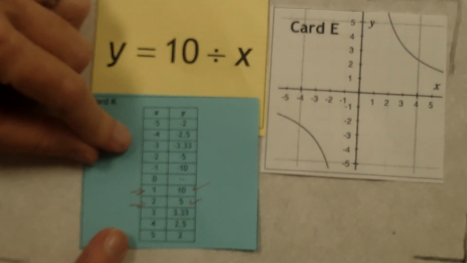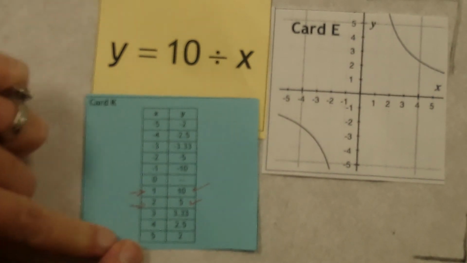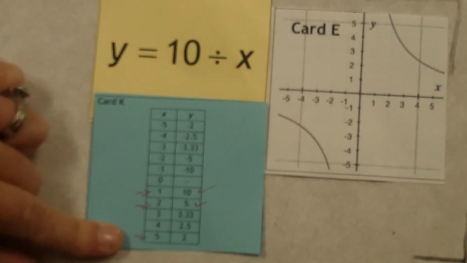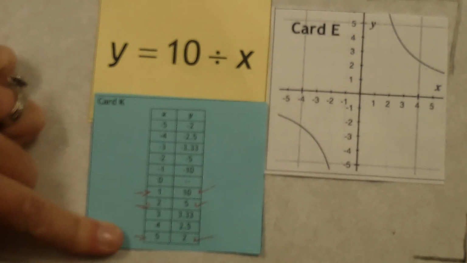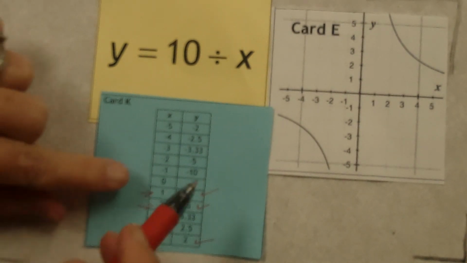I don't want to do this because I can't do that one in my head. So I'm going to skip 10 divided by 3 and go to 10 divided by 5. I'm going to go down here. 10 divided by 5 is 2. Check. Okay, I'm feeling pretty good about this.